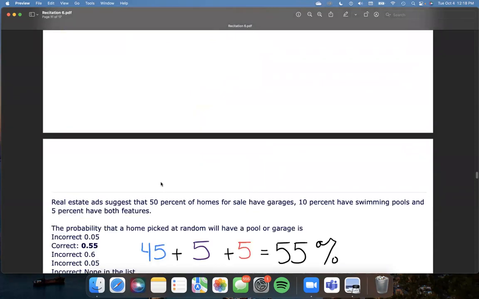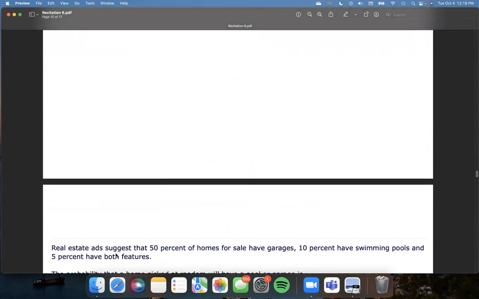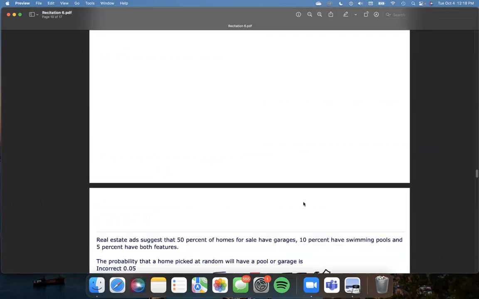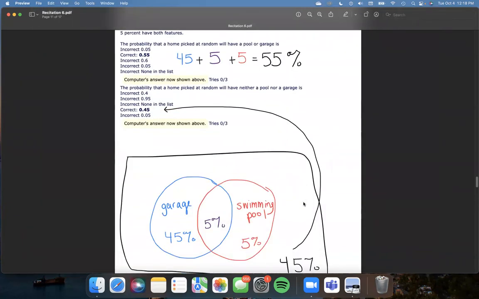All right, next is real estate ads suggest that 50% of homes for sales have garages, 10% have swimming pools, and 5% have both features. So I'm going to zoom out again so you can see the whole thing.